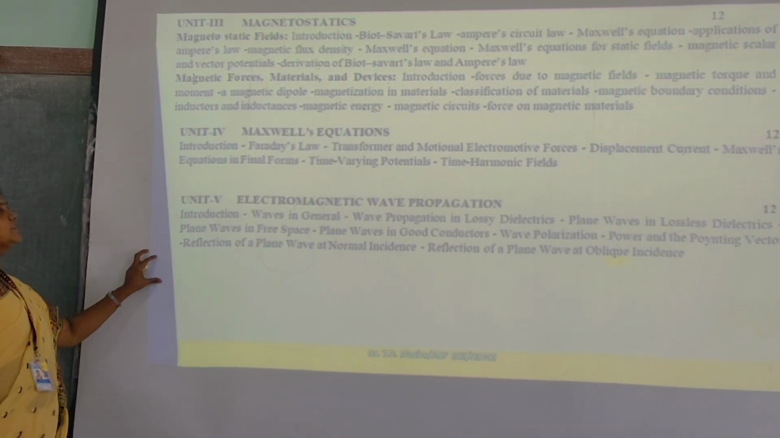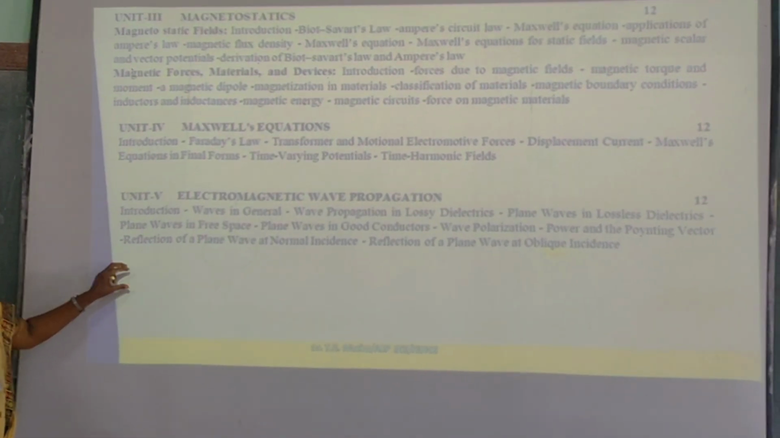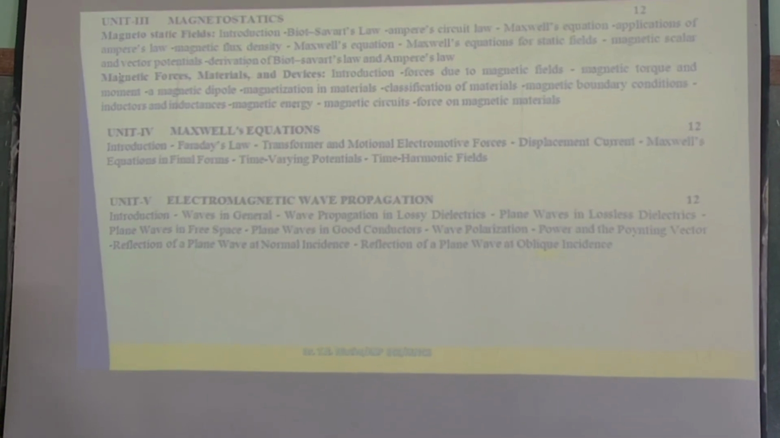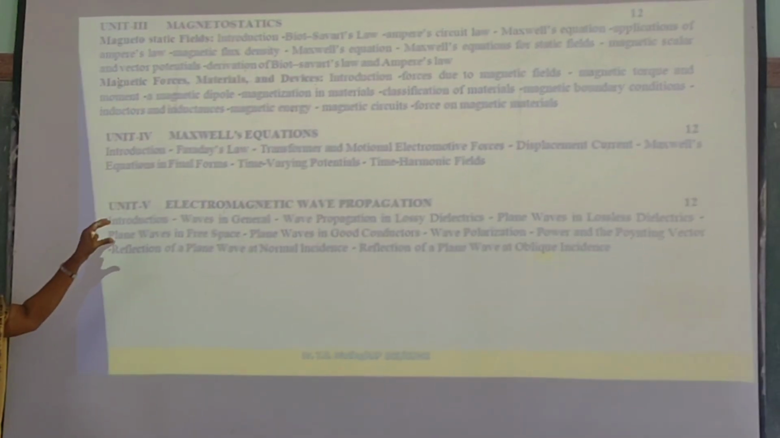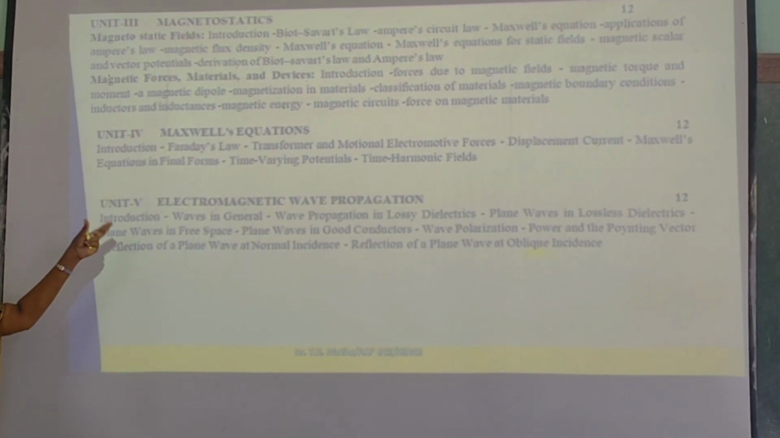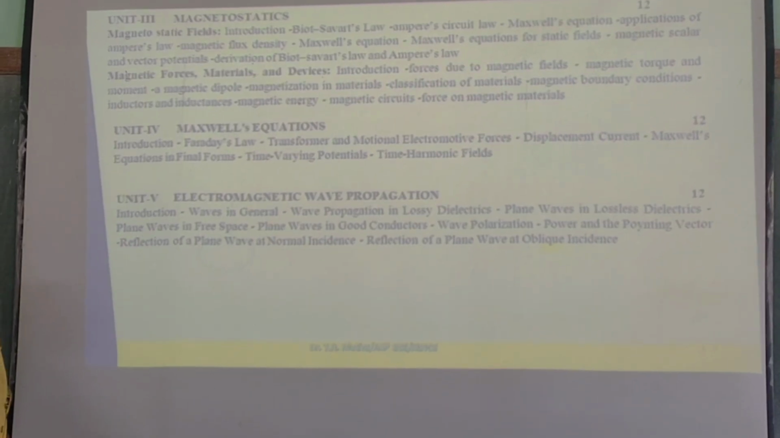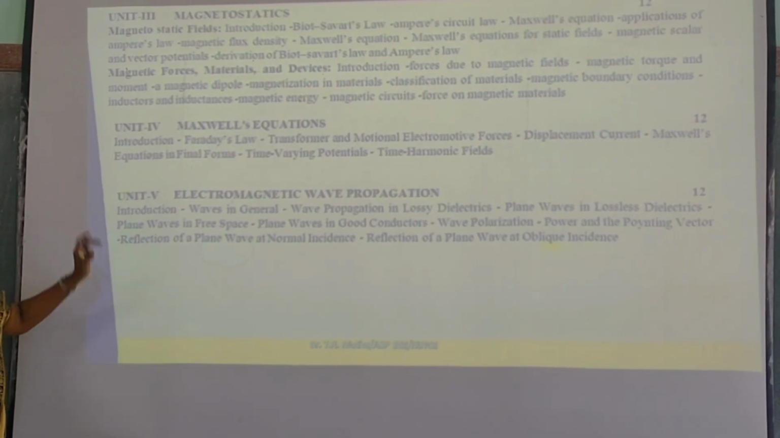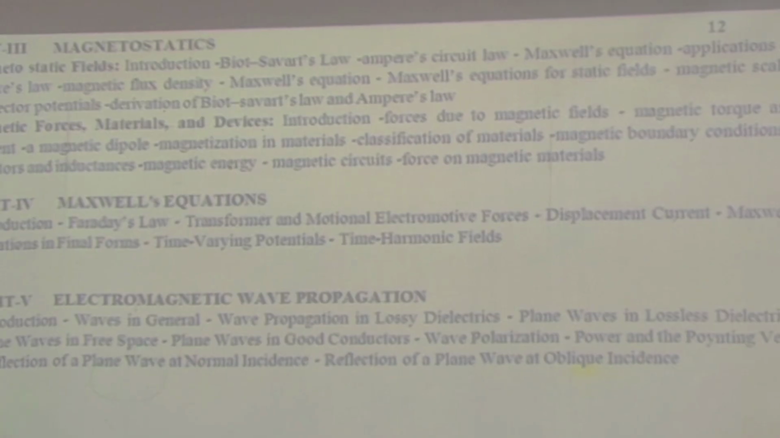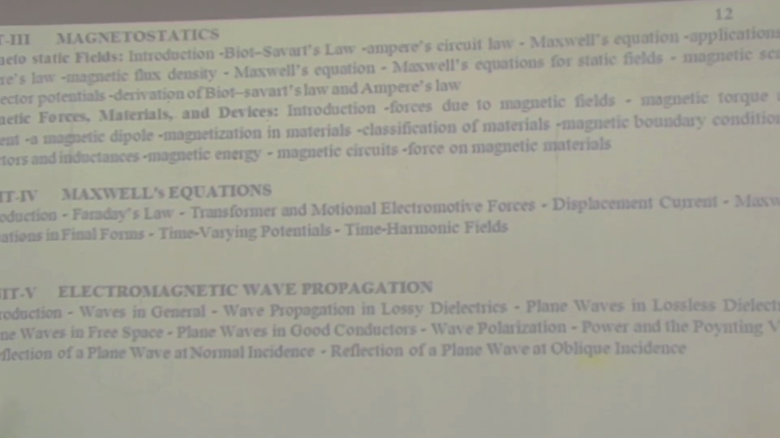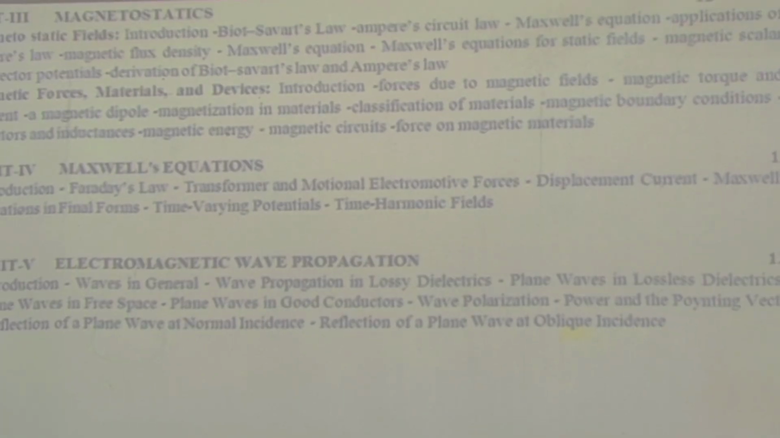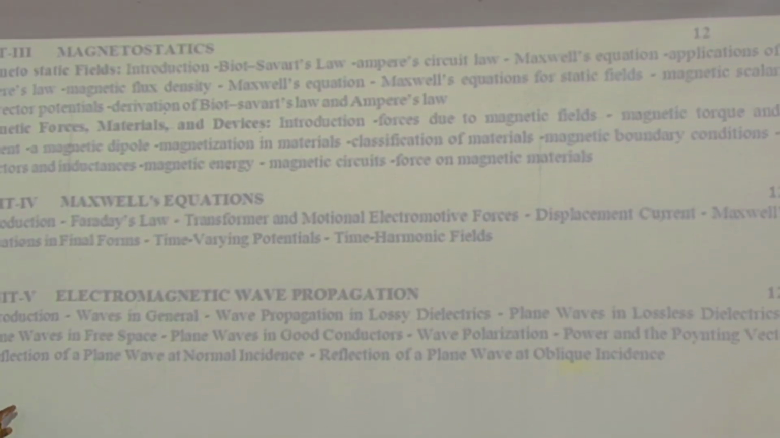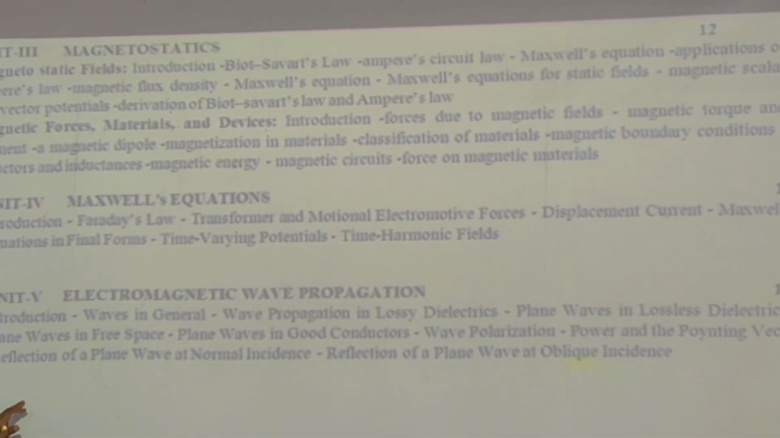Unit 4 deals with Maxwell's equation, which is the base of electromagnetic field theory. From Faraday's law and the other laws which are written in unit 2 and 3, we will bring in Maxwell's equation. Unit 5 deals with electromagnetic wave propagation, like reflection and diffraction.